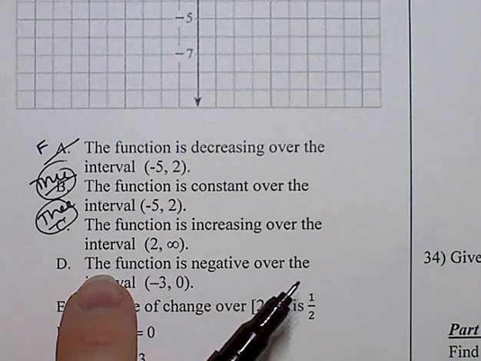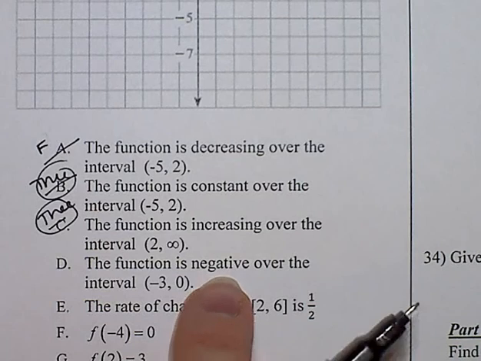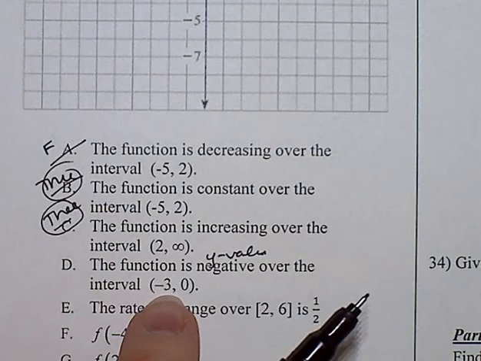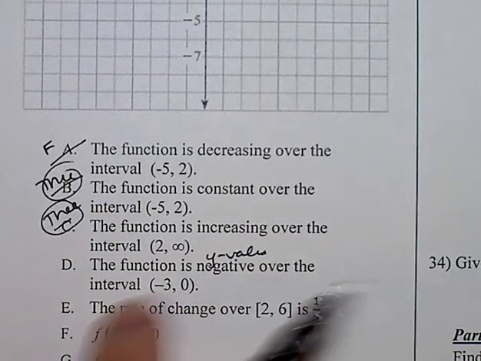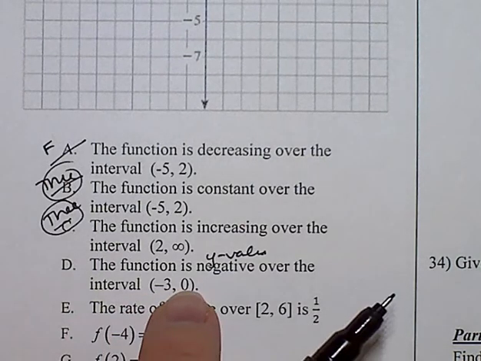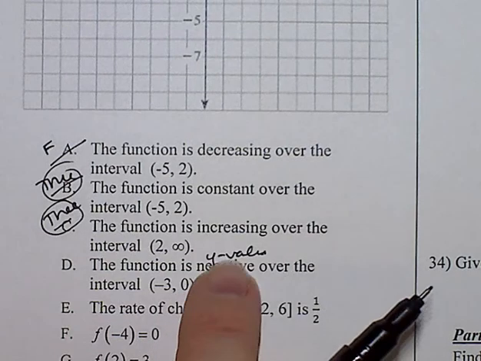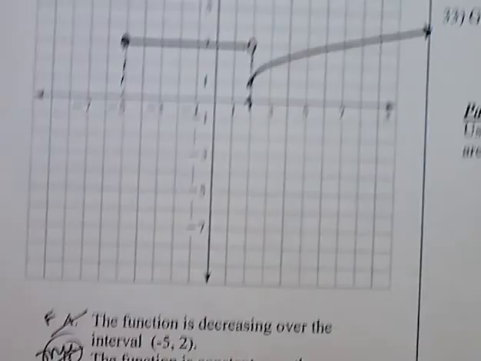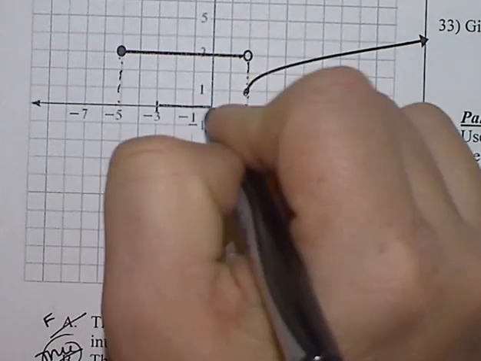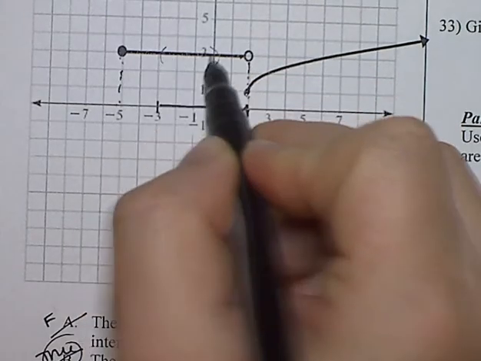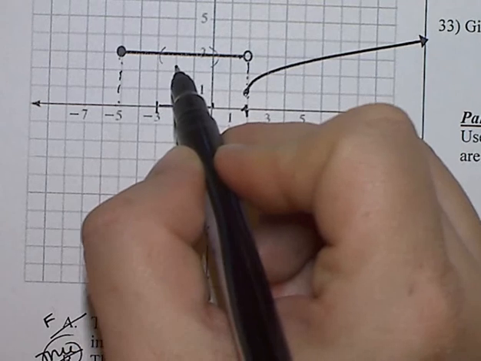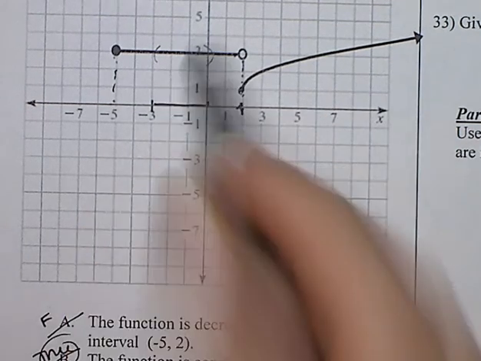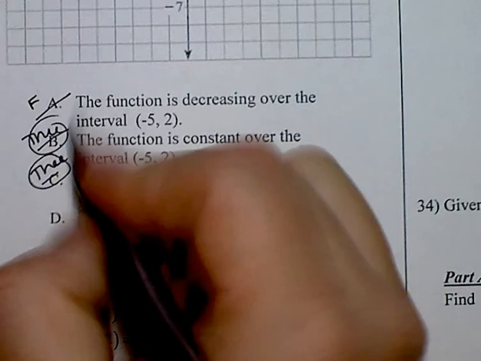Option D, the function is negative. So they're talking about the y values here. The function is negative over the interval, which is x values. So we're going to look from -3 to 0 on the x's and see if all of the y values are negative. -3 to 0 for x values. So from -3 to 0, so from here to here, are the y values negative? Are the y values negative? No, the y values actually are positive.